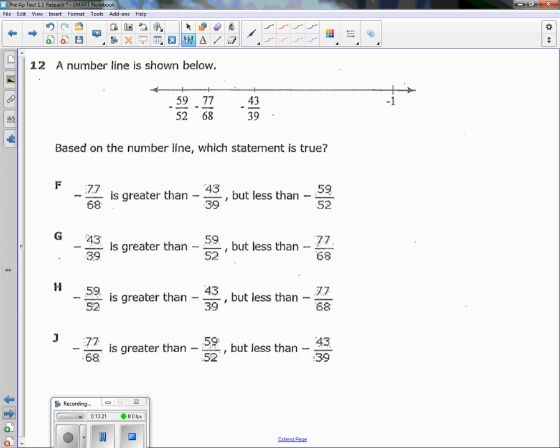Number 12. A number line is shown below. Based on the number line, which statement is true? I think this one got really confusing for people because these are really weird fractions. If we look at it, we realize that all 3 of them are improper. And we see this -1 over here to the right. So to the right of -1 is getting closer to 0. Because these are negatives, and on the number line in general, going to the left is getting smaller. If we're going to the right, we're getting larger.